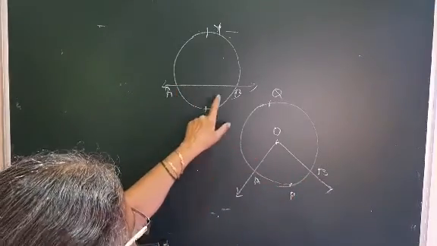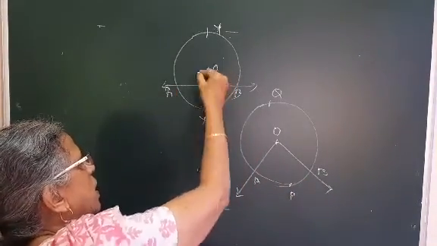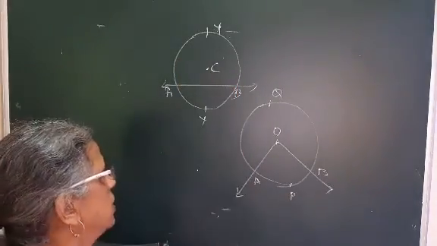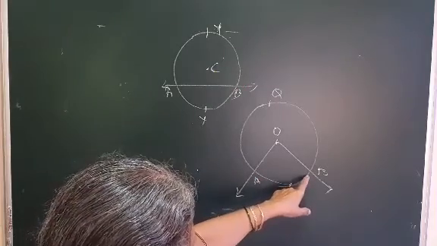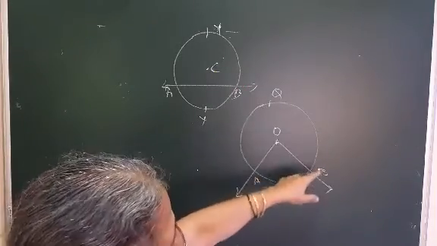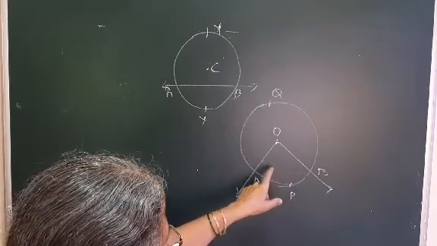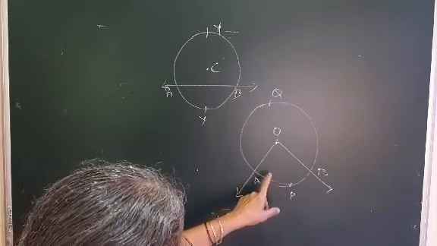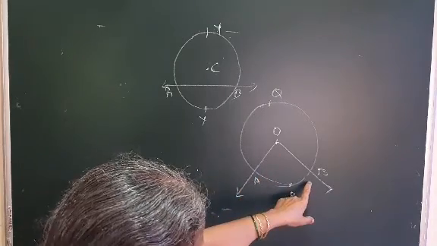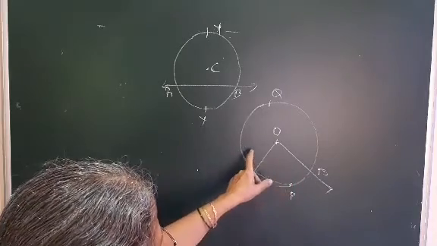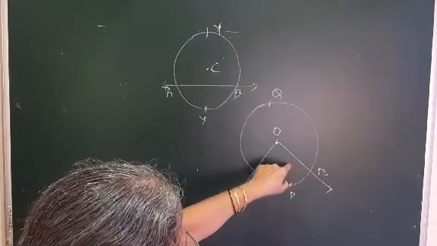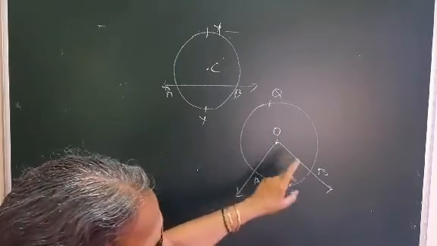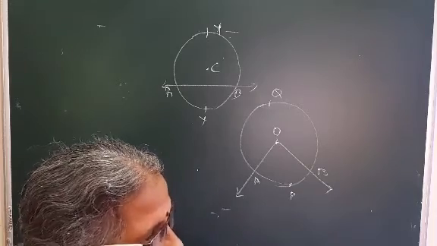Here arc AXB is known as the minor arc and arc AYB is known as the major arc. Followed? Here arc APB is known as the minor arc and arc AQB is known as the major arc. Followed? So here, the arc on the inside of the central angle is the minor arc, while the arc in which the exterior of the central angle is lying is known as the major arc. Followed? Major arc plus minor arc is always 360 degrees, which is the measure of the circle.